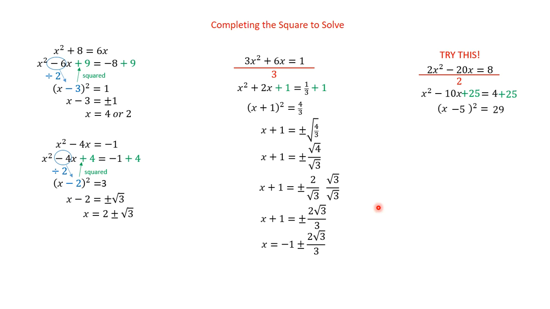Now we're ready to solve. Square root both sides. X minus 5 equals plus or minus square root 29. Add 5. X equals 5 plus or minus square root of 29. That's it. Solved completing the square. So notice it doesn't have to be as hard as all this. All right, and then last deal, writing it in vertex form. It's actually the exact same as just completing the square.